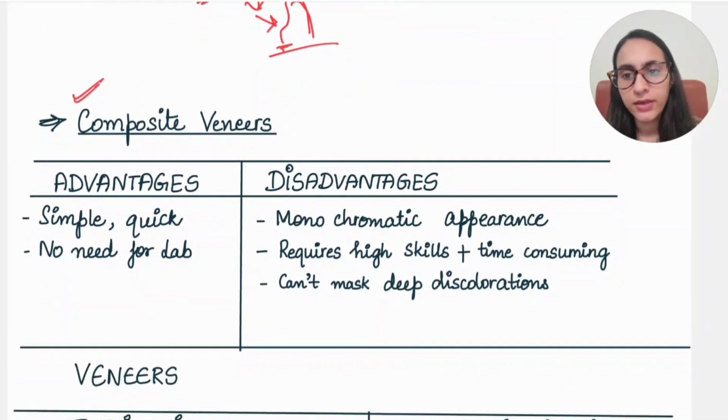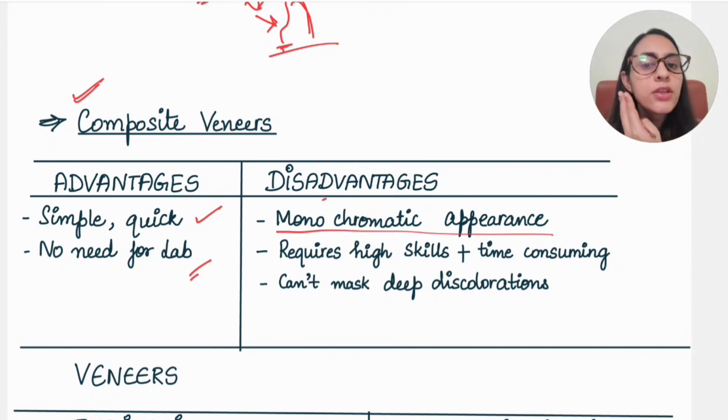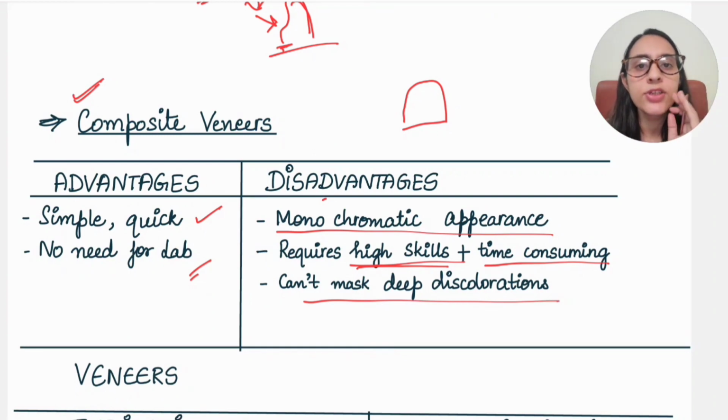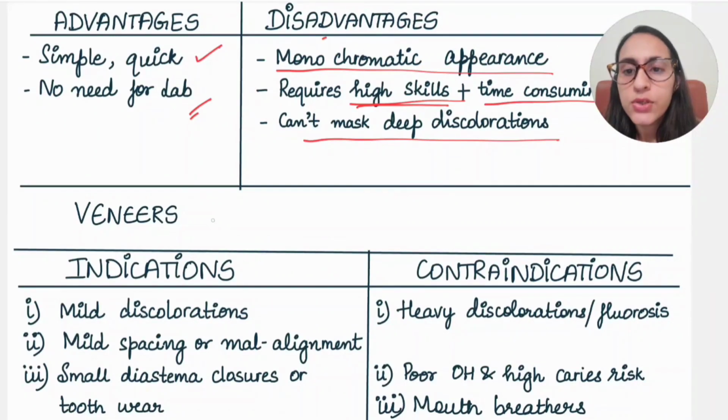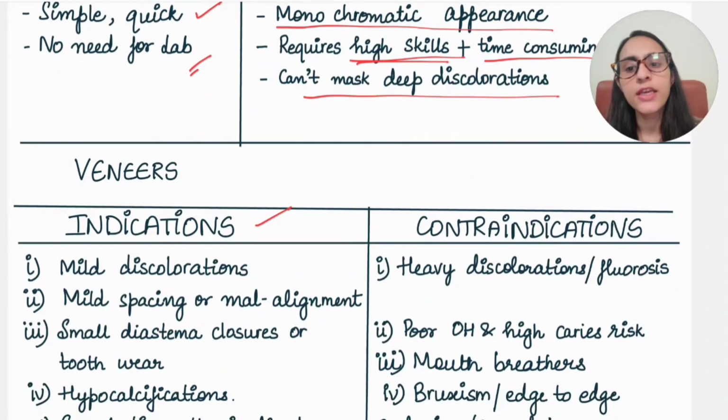The advantage of using a veneer is that it is simple, quick, and there is no need for lab work. And the disadvantage is that it gives a monochromatic appearance. All the teeth look similar. It requires high skill because we only need to cover the facial aspect and we need to remove only the enamel part. It is a time consuming process and cannot mask a deep coloration. If there is deep coloration, then we need to remove more of the tooth structure, and we do not want to do this.